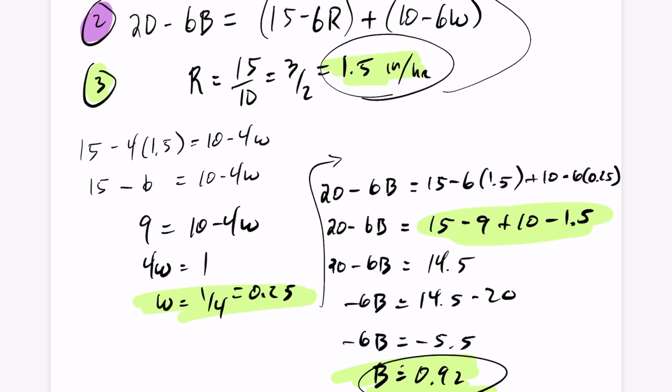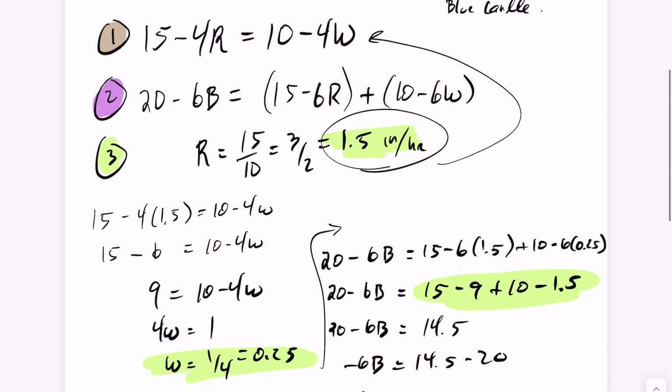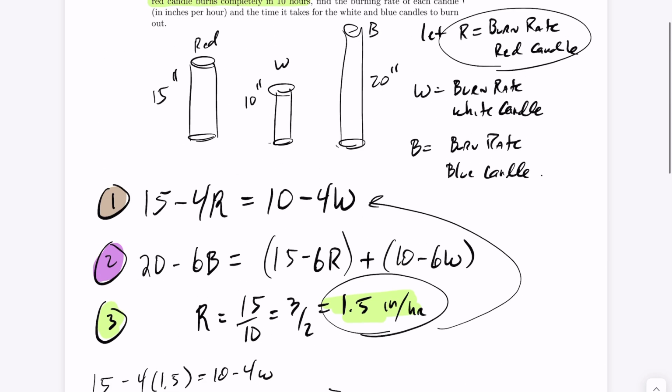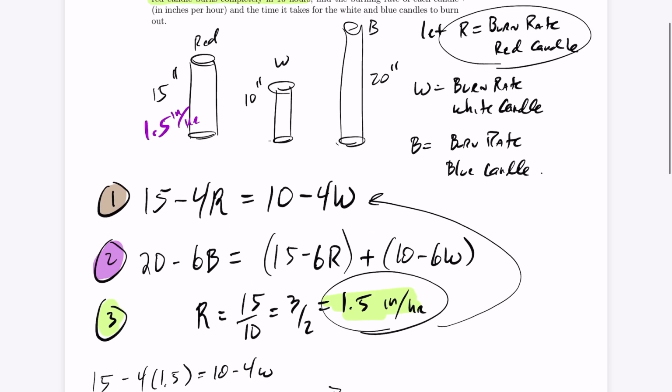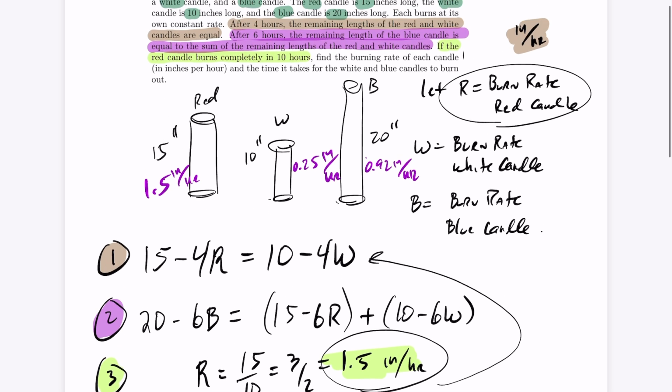All right, so putting this all together, we actually have the burn rates. I know the burn rate of the red candle is 1.5 inches an hour. I know the burn rate of the white candle is 0.25 inches an hour. And lastly, the burn rate of the blue candle is approximately 0.92 inches per hour. And then the question goes on and asks you what time it takes for each one to burn.